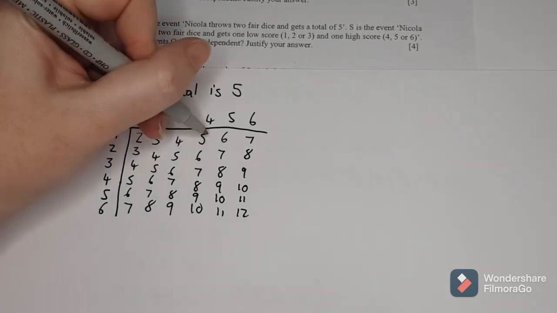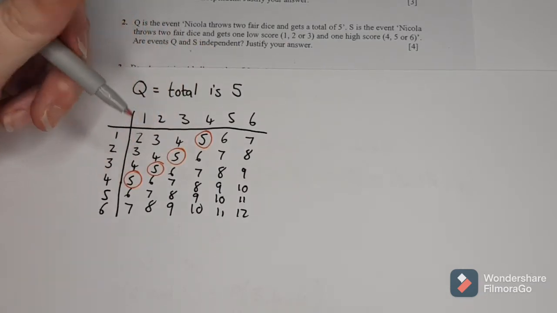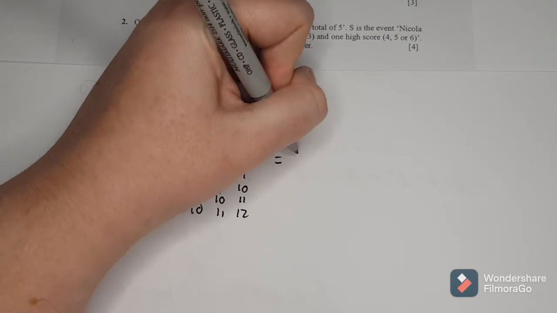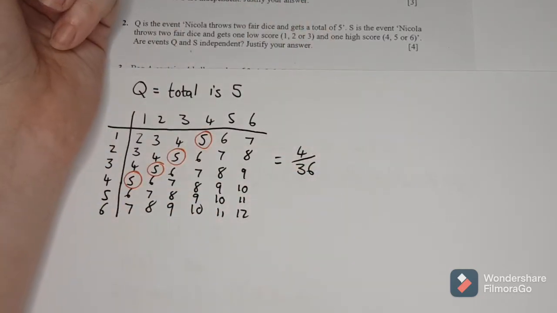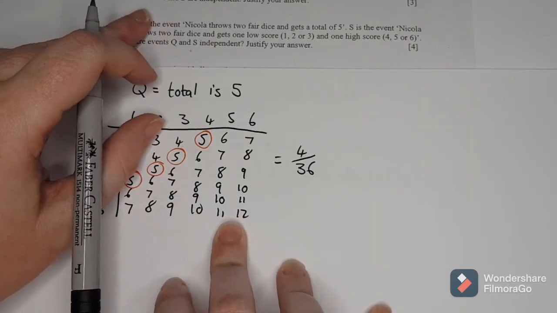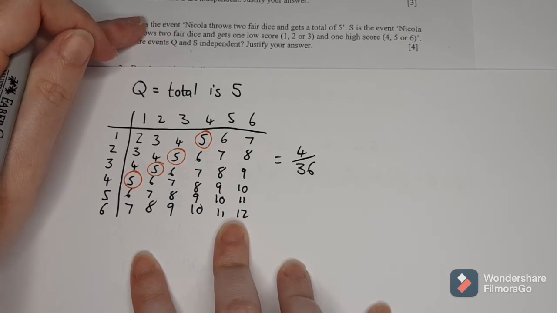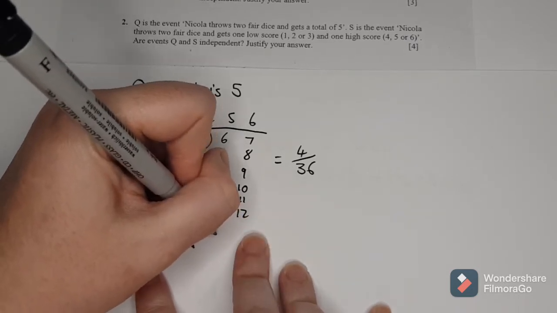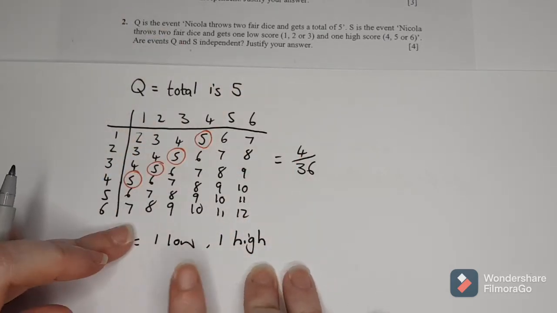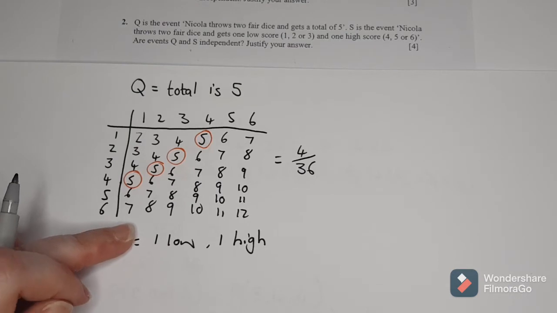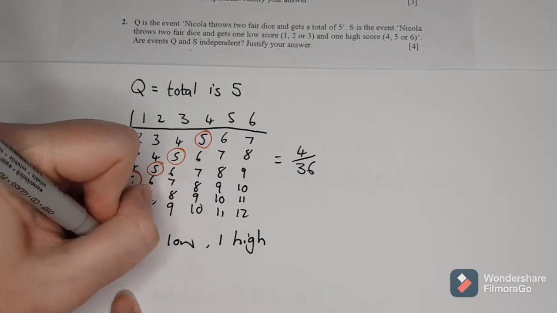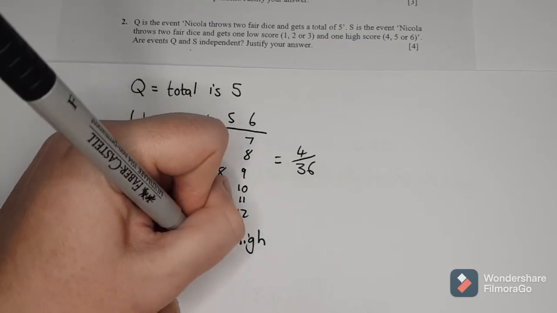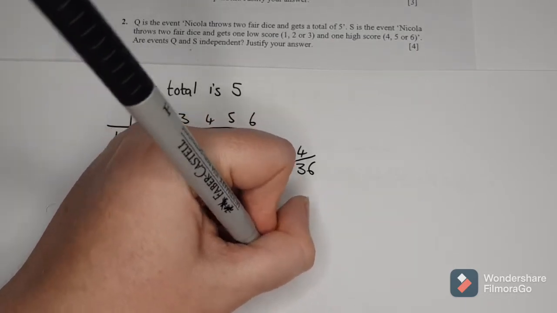So our total being 5, we have 1, 2, 3, 4 5s out of the total of 6 times 6 numbers, 36. So our probability is going to be 4 over 36. Then event S is that she gets 1 low score and 1 high score in each dice. So we've got event S being 1 low and 1 high. It doesn't tell you the order of whether she must get the low first or the high first, so we need to include that. So we're going to say either she's going to get the low one first and then the high number, or she's going to get the high number first and then the low number.